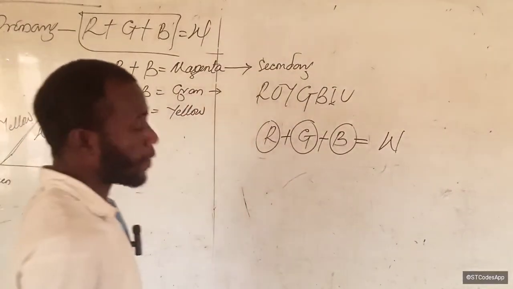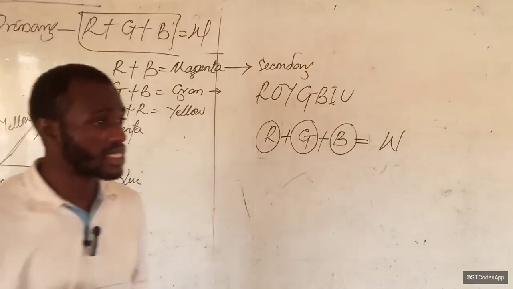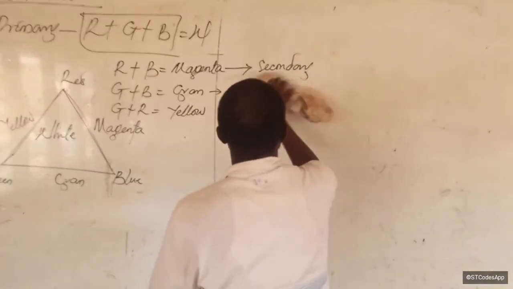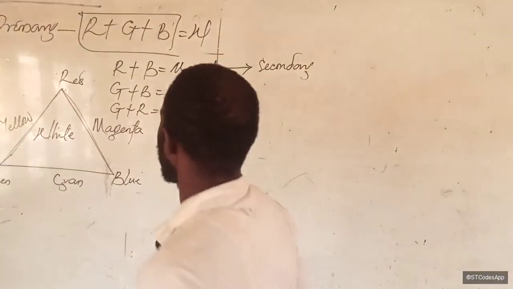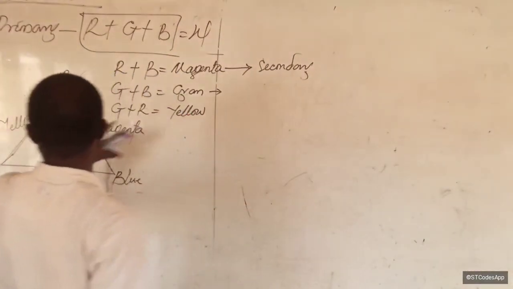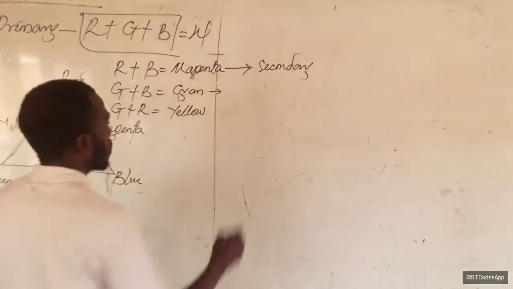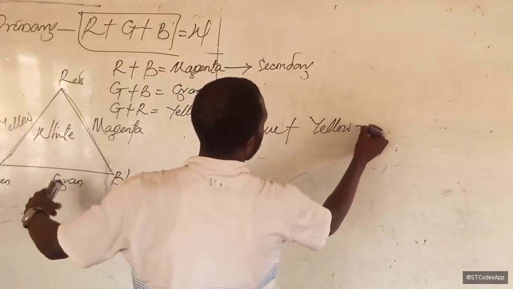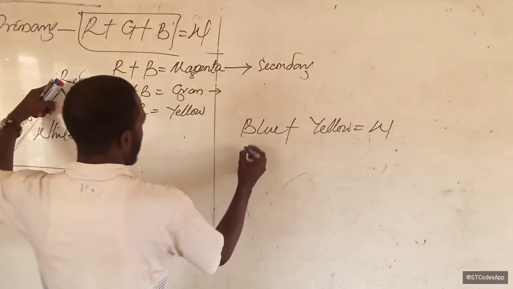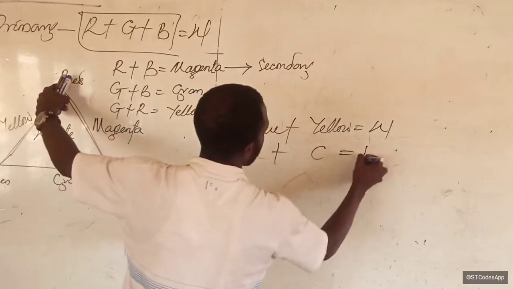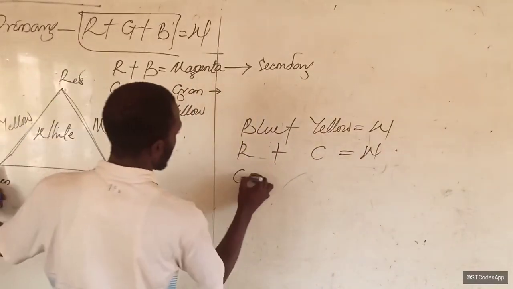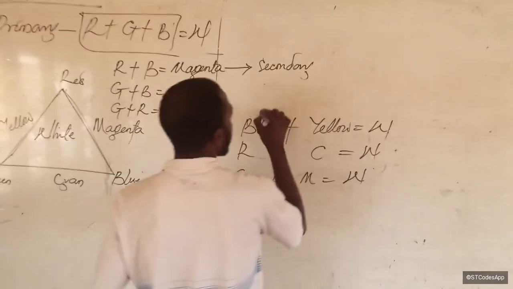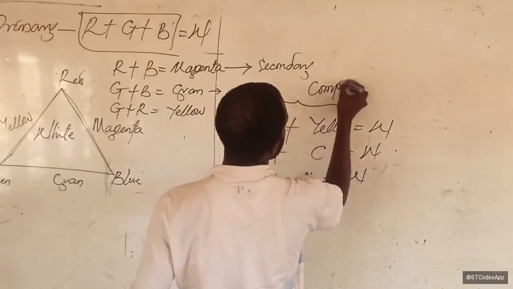Now, what do we get when we go further to combine a secondary color with a primary color? If we combine blue plus the secondary color yellow, we are going to get white. If we combine red plus cyan, we are going to get white also. If we combine green and magenta, we are also going to get white. This is the reason why they are called complementary colors.